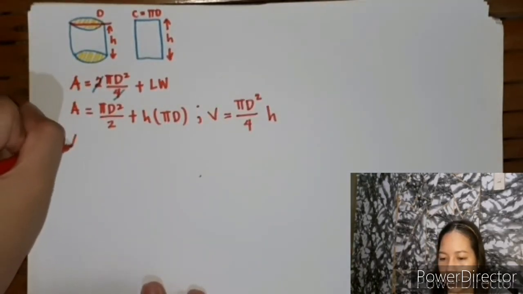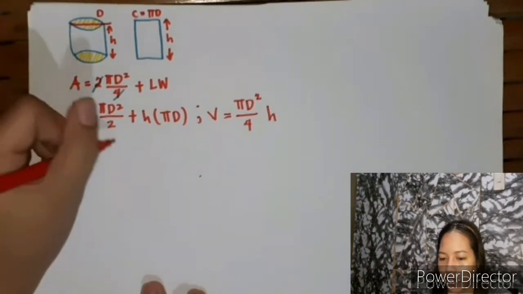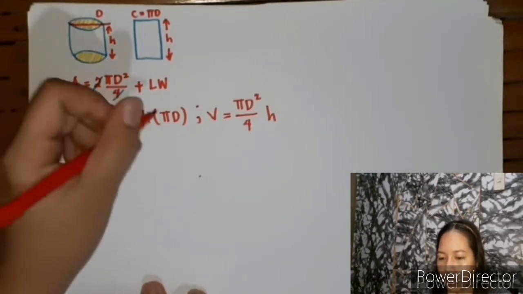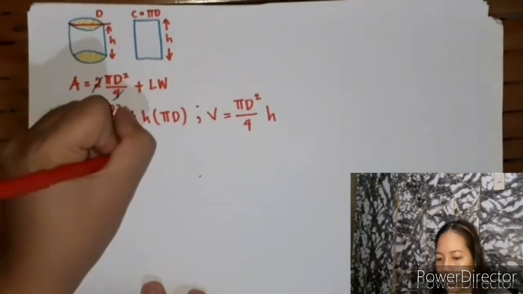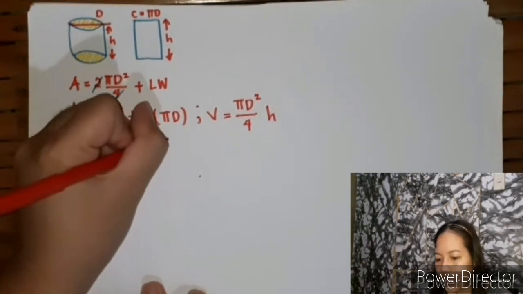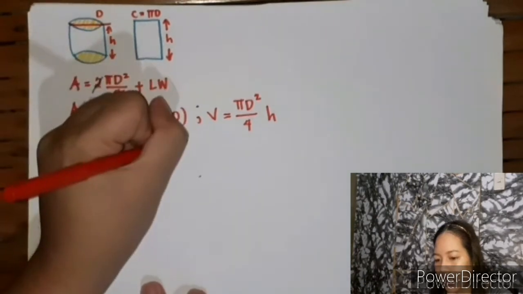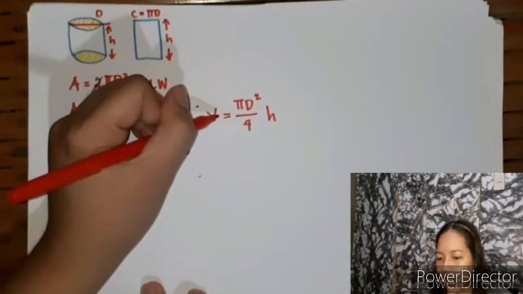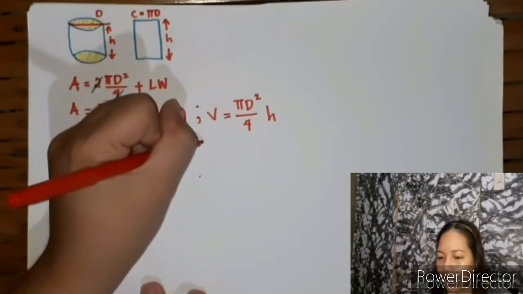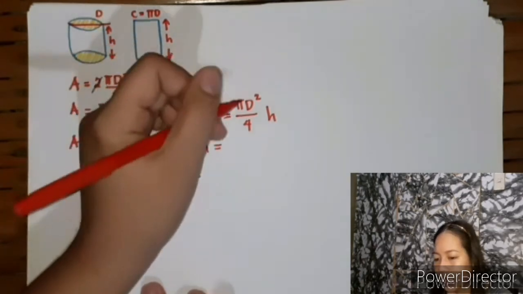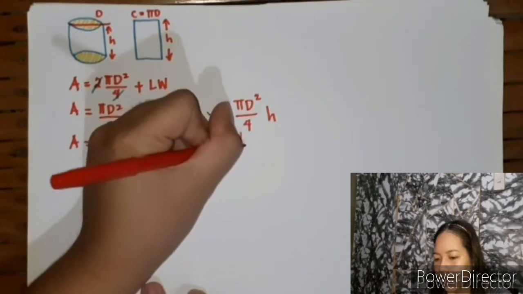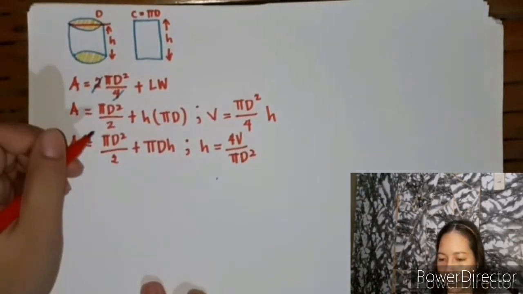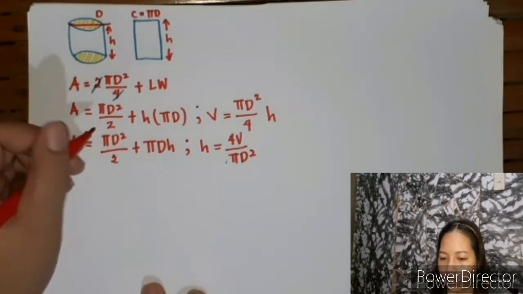And then it will become area is equals to pi d squared all over 2. We will multiply h from pi d. It will become pi d h, where we can transpose h and cross multiply v. It will become 4v all over pi d squared. We have now the value of our h.